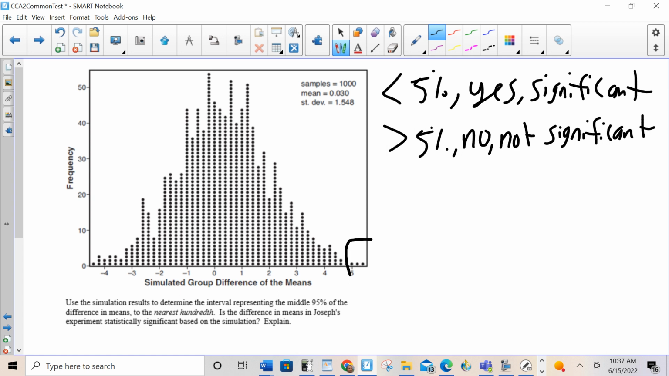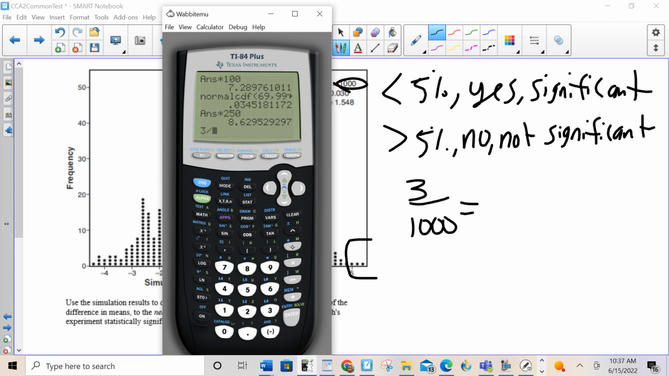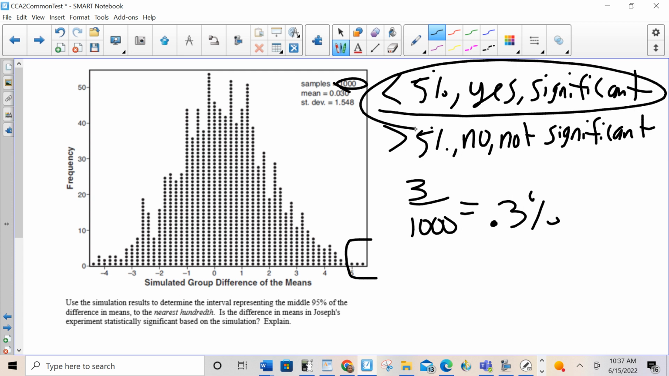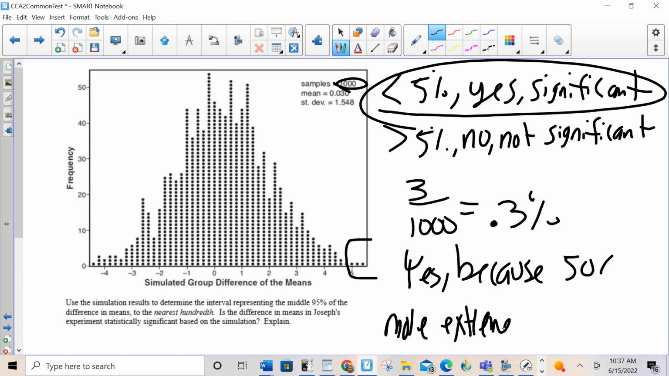So we look at 5 and more extreme. There are 3 dots out of 1,000. The magic number is 5%. Make it into a percent: 3 divided by 1,000 times 100 is 0.3%. Is that more than 5 or less than 5? It's less than 5. So is the difference in means statistically significant? Yes, because 5 or more extreme occurred less than 5% of the time.